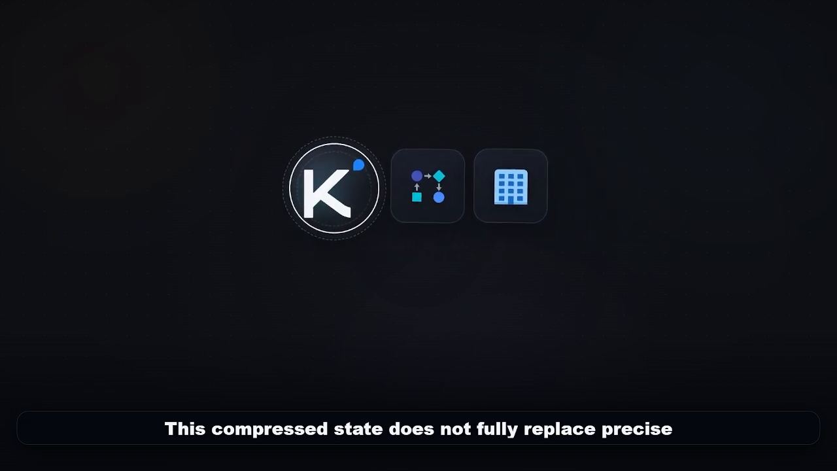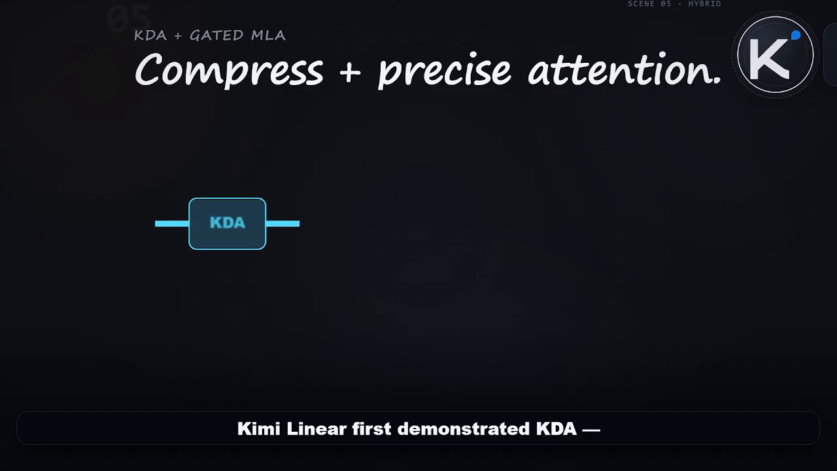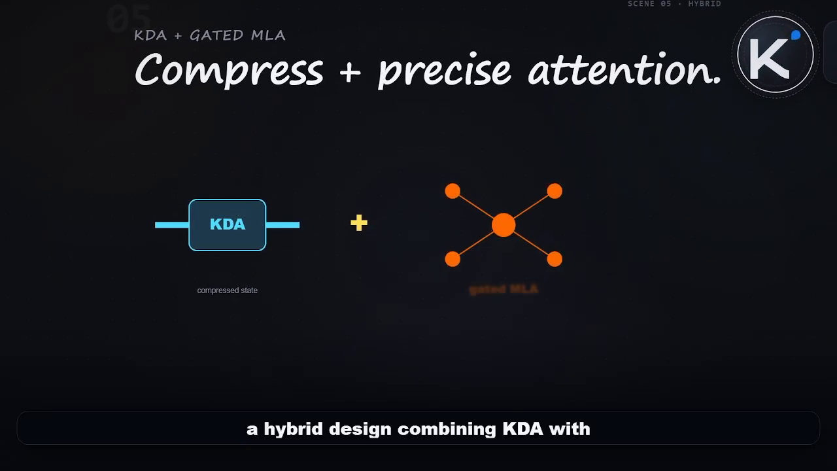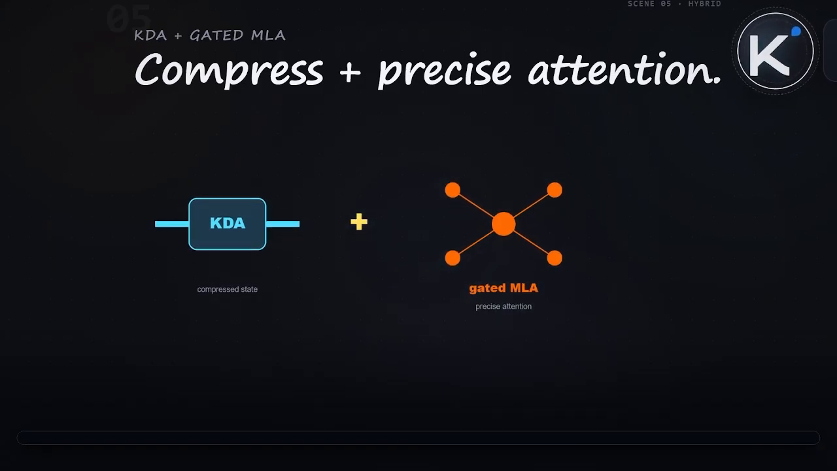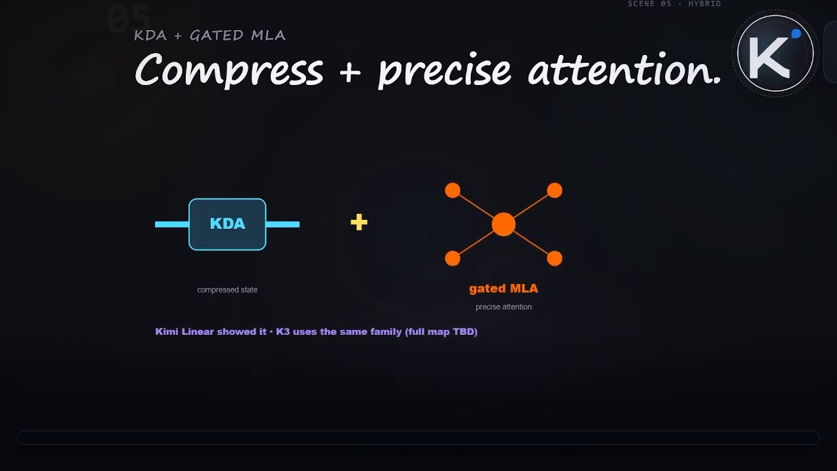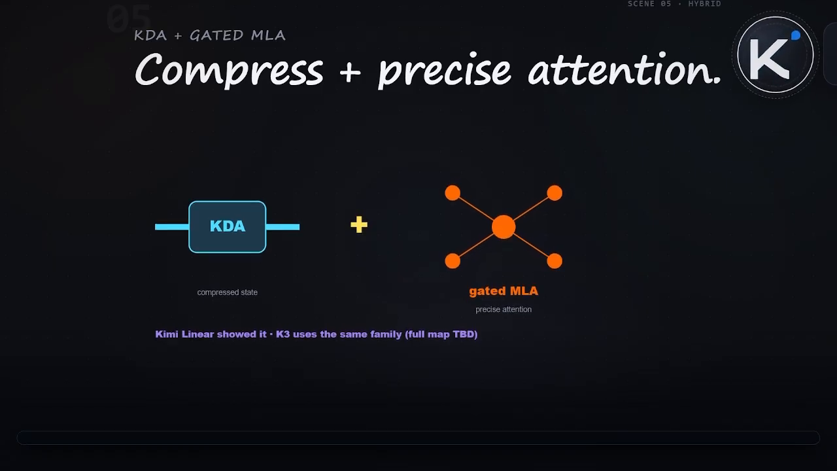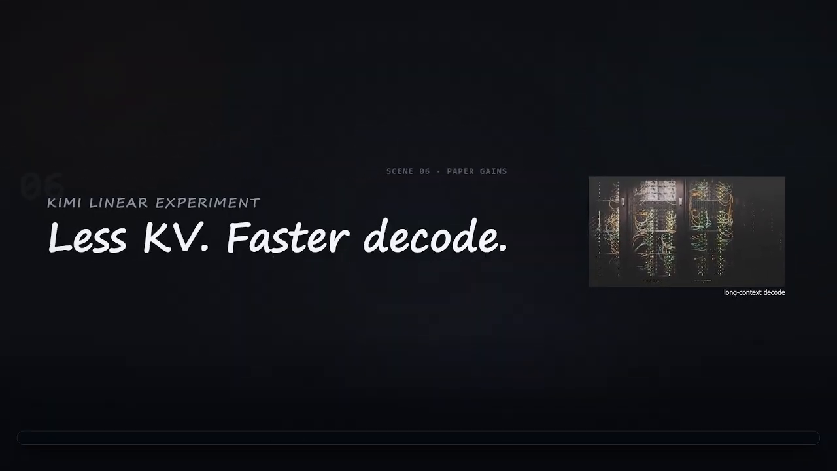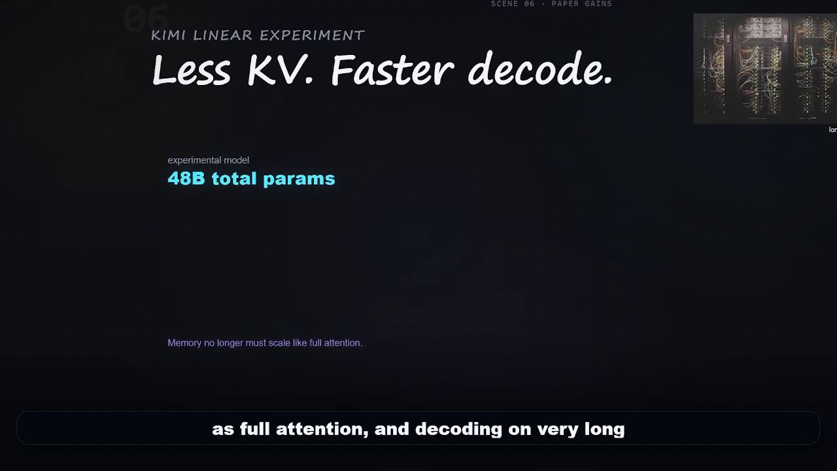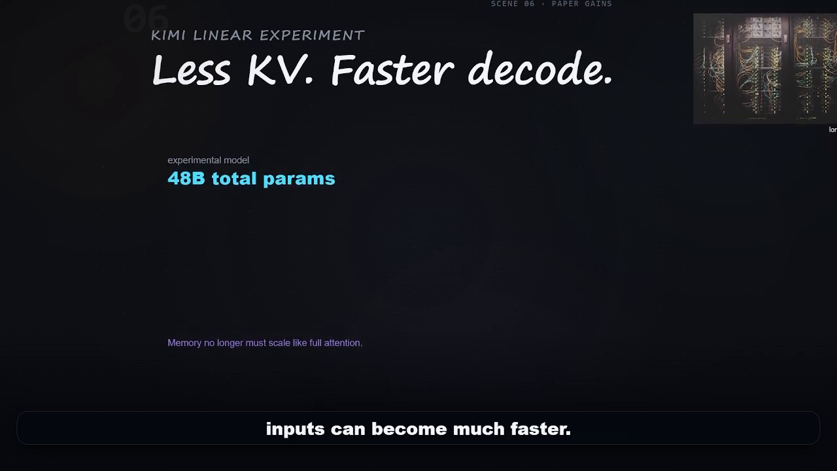This compressed state does not completely replace precise attention. Kimi Linear, the architecture that first demonstrated KDA, uses a hybrid design, combining KDA with multi-head latent attention. Kimi K3 also combines KDA with gated MLA, although the full layer arrangement has not yet been described in the upcoming technical report. The potential advantage is clear. The memory cost of long context no longer has to grow in exactly the same way as full attention, and decoding across extremely long inputs can become much faster.